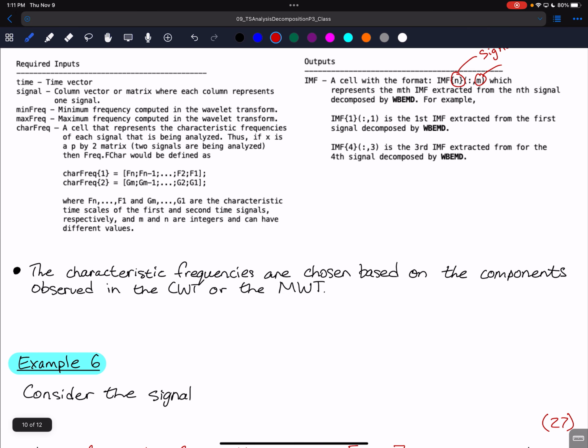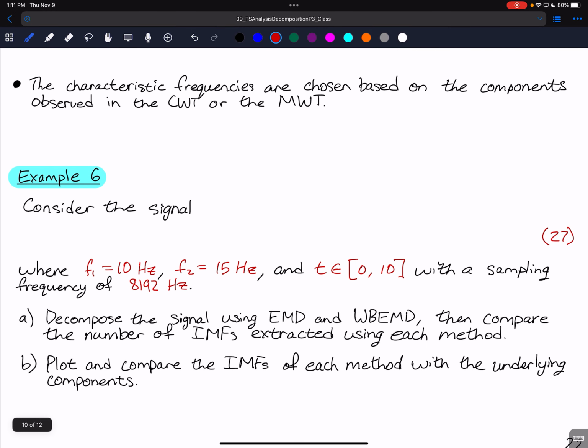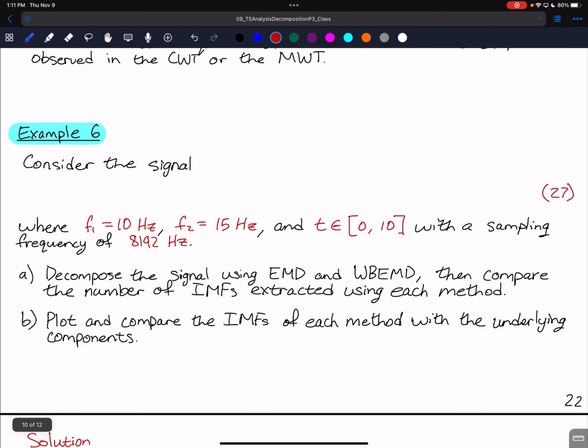Like I said, you're going to play with this code or this function in the worksheet, and you'll get to see how it's used there. In this case, we're just going to consider a simple example. We'll say y of t is equal to the sine of 2 pi f1 t plus the sine of 2 pi f2 t, where the two frequencies are closely spaced, and we're looking at time from 0 to 10 with a sampling frequency of 8,192.